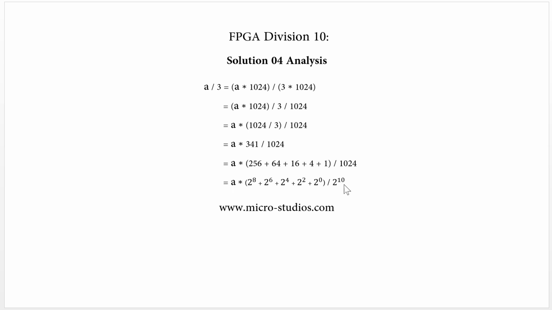Shift to the right by 10 bits. So by this way, we convert the division into shifts. Okay, so shifting bits on the FPGA is very easy. So this is the whole idea for the solution 4.